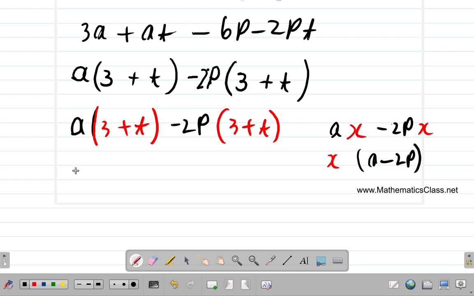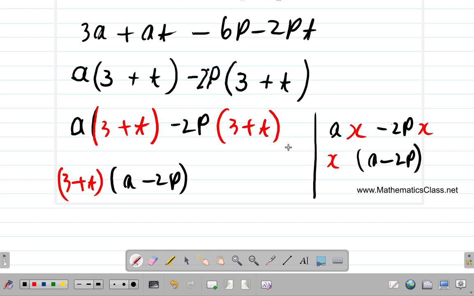See? Now you're going to treat this just the same. So you have 3 plus t outside the bracket, outside this new bracket, and inside this new bracket you have a minus 2p. You see? See the similarity between this and this? So now this is fully factorized. So that is what you have as your answer.